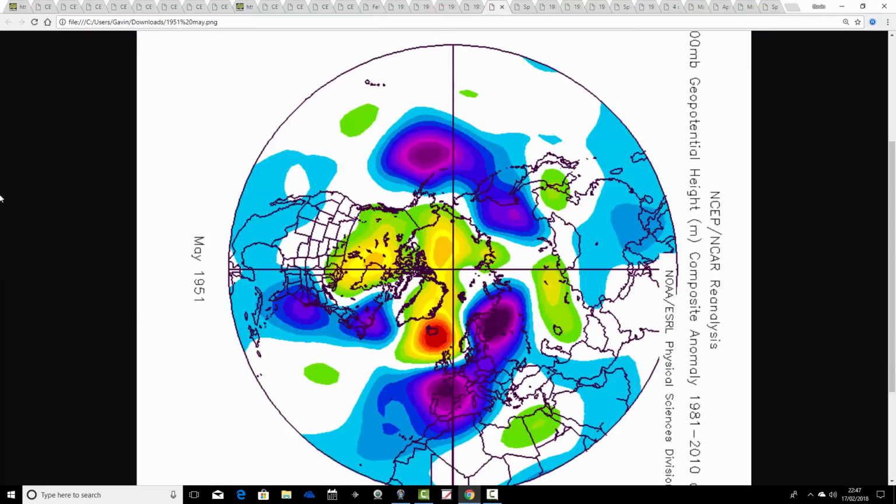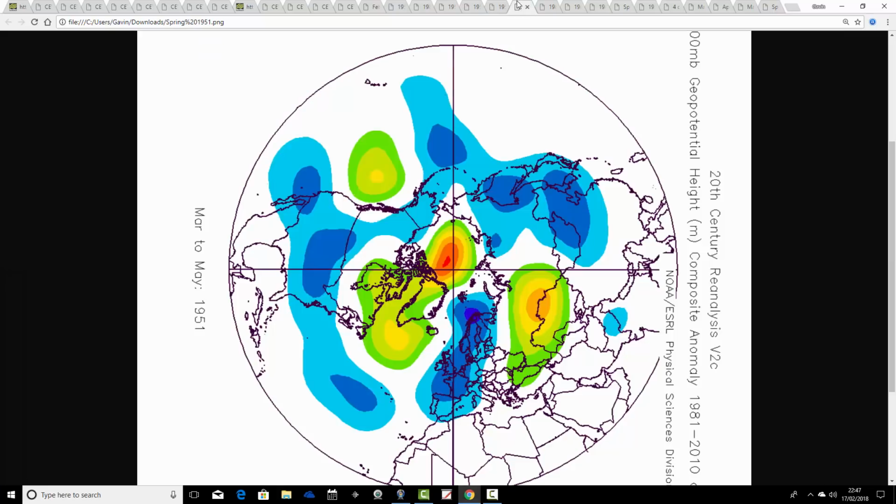And then May 1951 looks very poor. We get this blocking feature set up around Iceland, and then we have deep below average heights underneath it to the south with that trough. So we do something like that with the flow and with the jet stream. It looks like the pattern gets progressively worse, I'm afraid, as we go through the spring of 1951. That's how the spring of 1951 comes out.